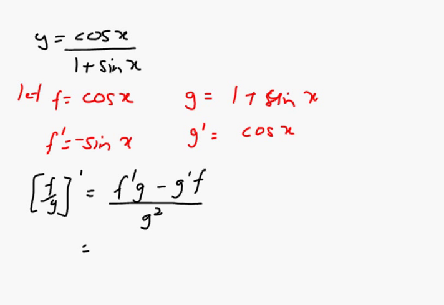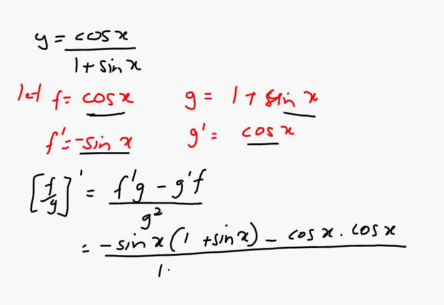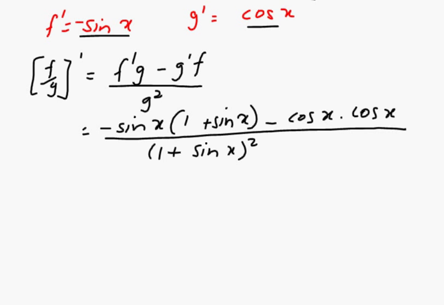So bringing down the functions, f dash is minus sine x and g is 1 plus sine x, minus g dash, which is cos x, times the f function, which is cos x again, over the g function, which is 1 plus sine x, and the whole thing has to be squared. Now we will try to simplify.